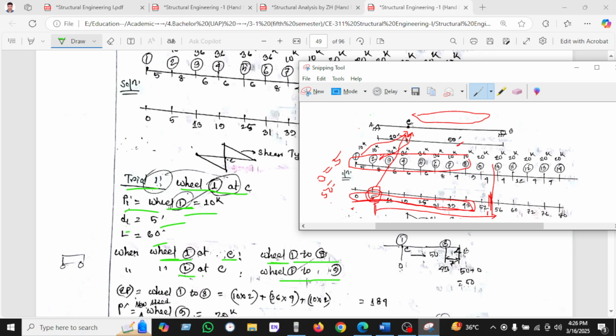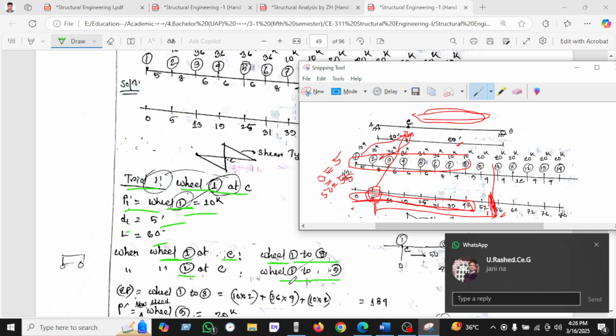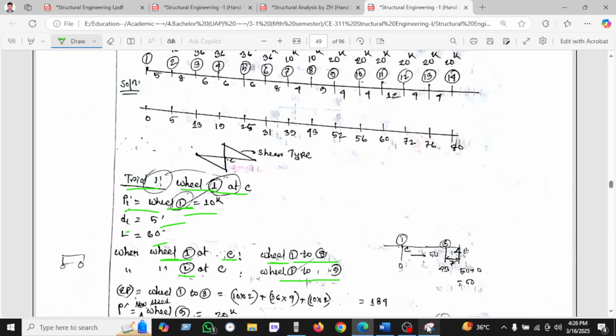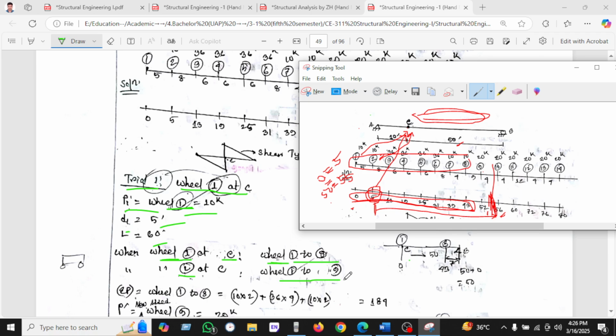So we can assume then, if 0 equals 5, then 50 equals what? 15 equals 55. So we go to 55 feet, as this is the 50 feet. So we will not take the 56. We are taking the 55. So under the 55 we can take all the loads, so we can say wheel 1 to 9. Okay, so that's why you can see wheel 1 to 9.